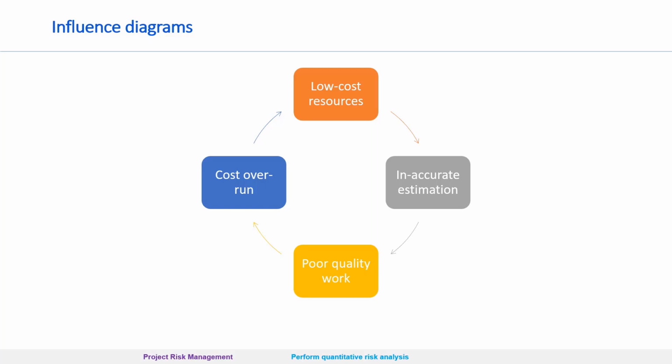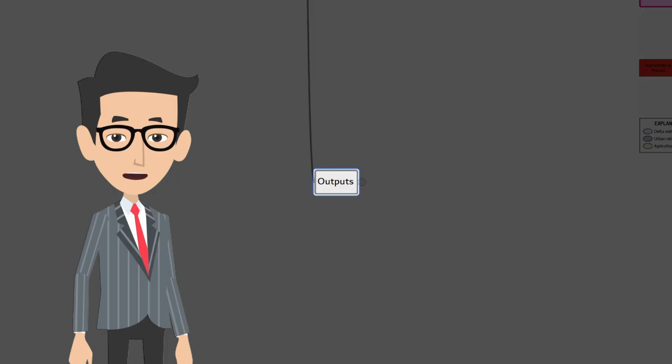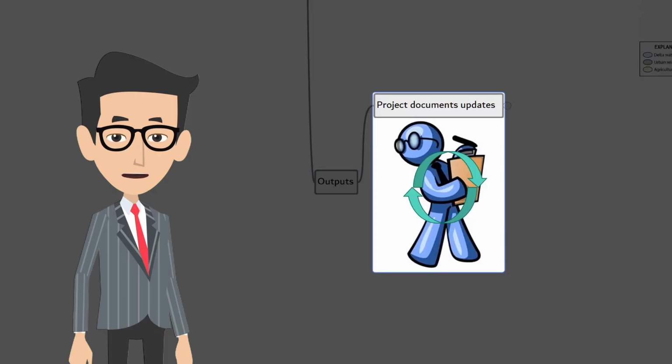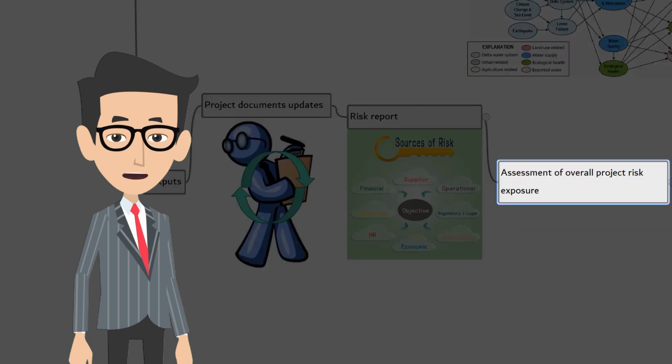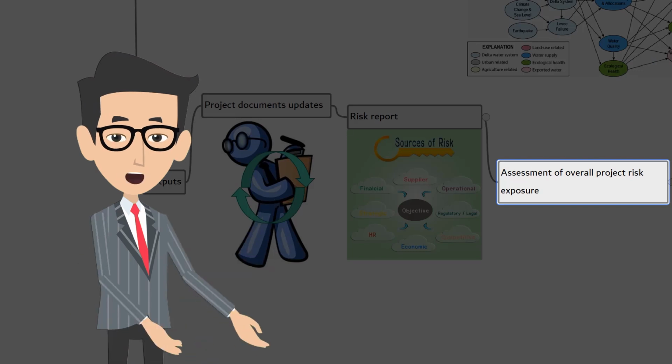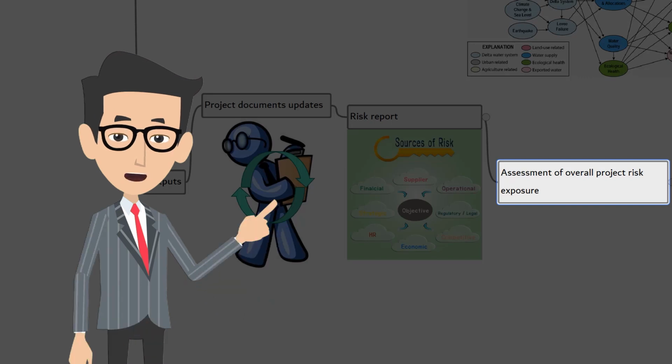When there are multiple influences, they get evaluated using a simulation technique such as Monte Carlo analysis to indicate which elements have the greatest influence on key outcomes. Alright, now the outputs. Project document updates. The risk report will be updated to reflect the results of quantitative risk analysis. This includes overall risk exposure, which gets reflected by two key measures. First one, chance of project success, and the second one, degree of inherent variability.